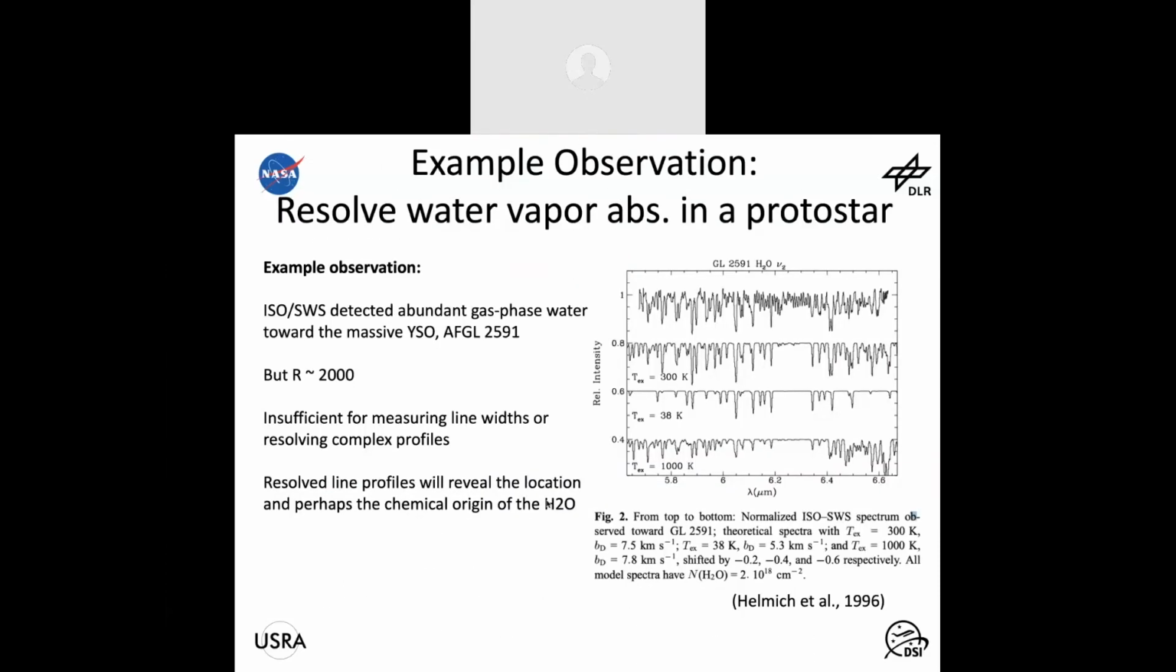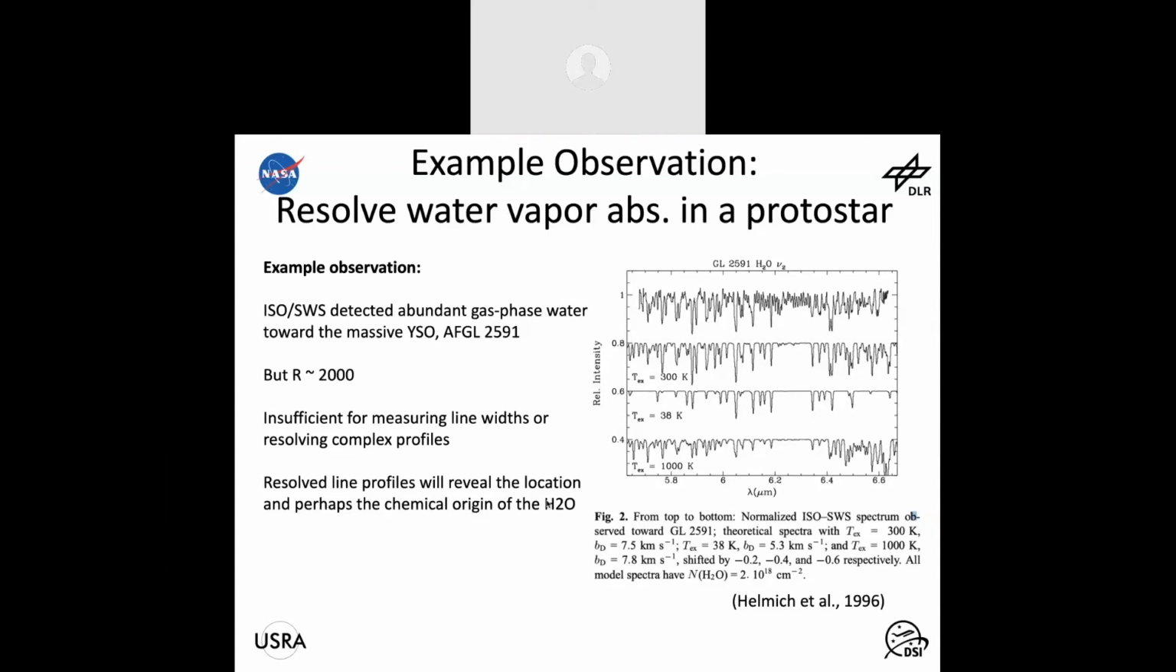So for the example observation, just a science motivation for this, there was a massive protostar, AFGL 2591, that was observed with the satellite ISO FWS back in the 90s. And it was seen that it had really abundant gas phase water in the rho vibrational band around 6 microns. But what it couldn't do was measure individual lines.